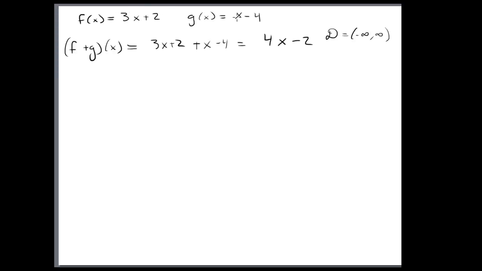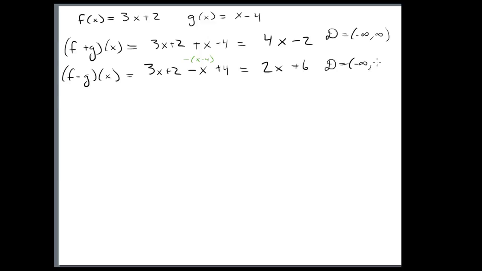Both of these domains are all real numbers, so their additive domain is all real numbers. We can find f minus g of x, so that's going to be the 3x plus 2 from f, but this time minus x minus 4. We subtract g, right? So this is minus x minus 4. We subtract it and we'll get 2x plus 6, and again our domain is all real numbers.